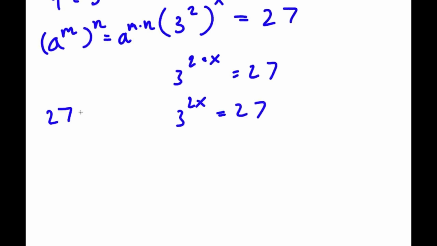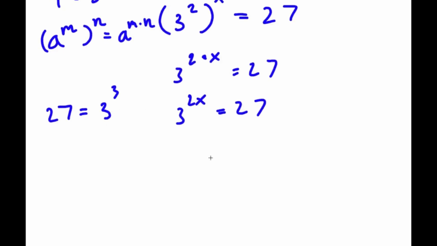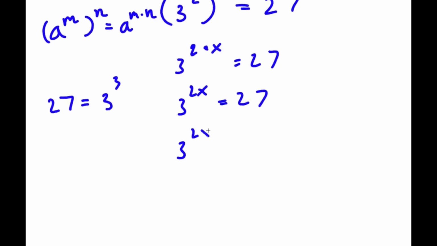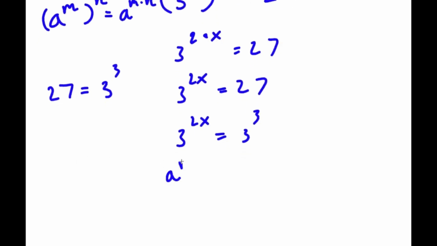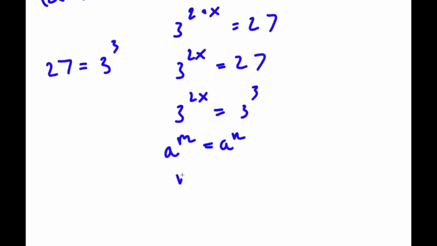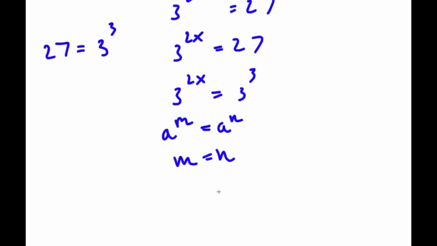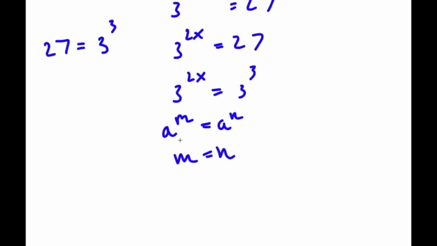Now 27 is the same thing as 3 to the power of 3. So I have 3 to the power of 2x is equal to 3 to the power of 3. And if I have a to the power of m is equal to a to the power of n, then this means that m is simply equal to n. Because if both the bases are the same, that means both the exponents are the same as well.